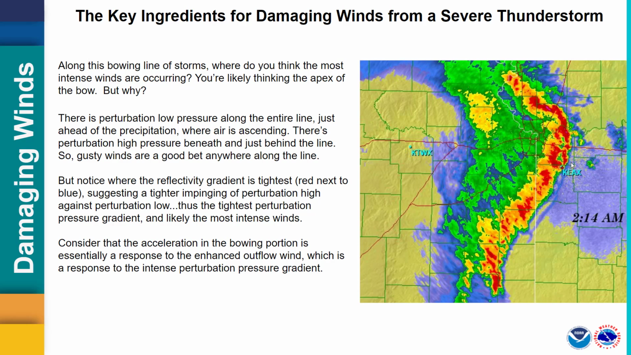Note this bowing convective line image to the right. Along this bowing line of storms, where do you think the most intense winds are occurring? You're likely thinking the apex of the bow, but why?